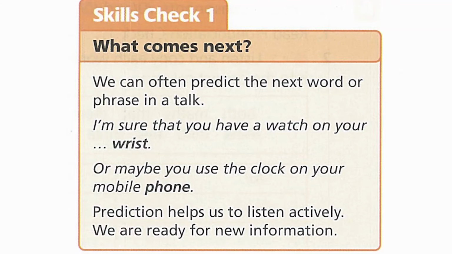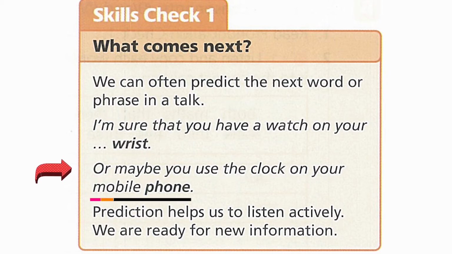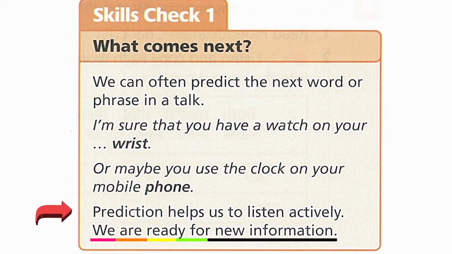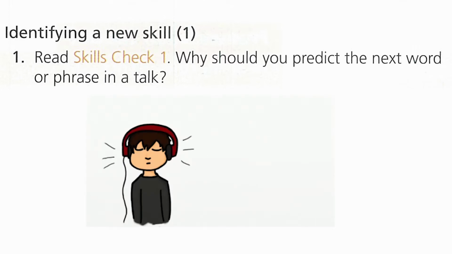Now let's have our first skills check for this episode. You're going to see it right in front of you now. It's on what comes next. We can often predict the next word or phrase in a talk. For example, I'm sure that you have a watch on your wrist, or maybe you use the clock on your mobile phone. Prediction helps us to listen actively, so we're always ready for new information. And now let's answer this question: why should you predict a word or a phrase in a talk? Prediction helps us to think actively and to listen, to be able to focus on the most important piece of information in the context.